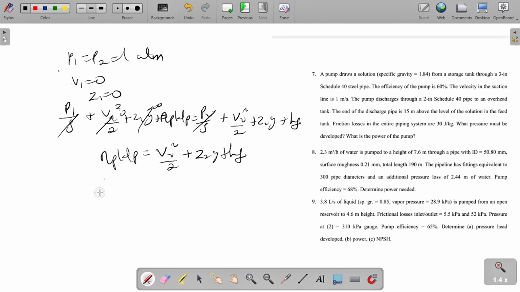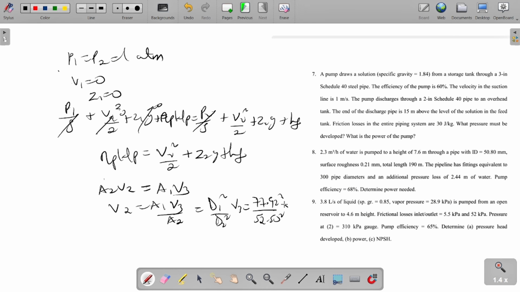So using my mass balance equation, now we have A2 V2, which will be equal to A1 V3. So I know that my V2 will be equal to A1 V3 over A2, which will be equal to D1 squared over D2 squared times V3. That one is much easier. So the diameter of one is 77.92 squared, and this one is 52.50 squared times 1, because V3 is 1. So V2 gives me 2.20 meter per second.